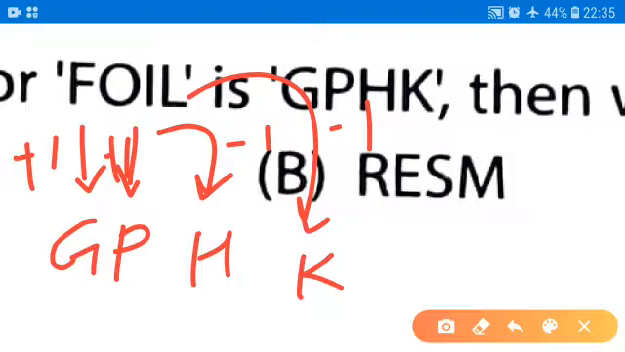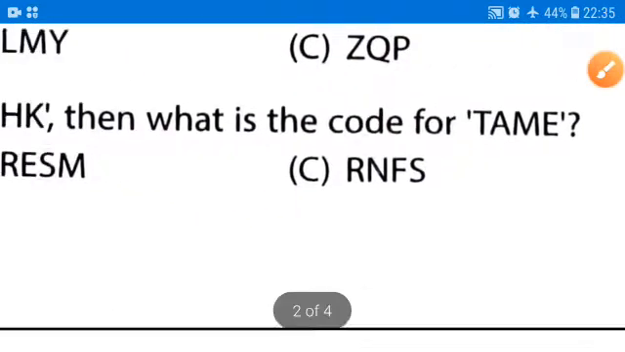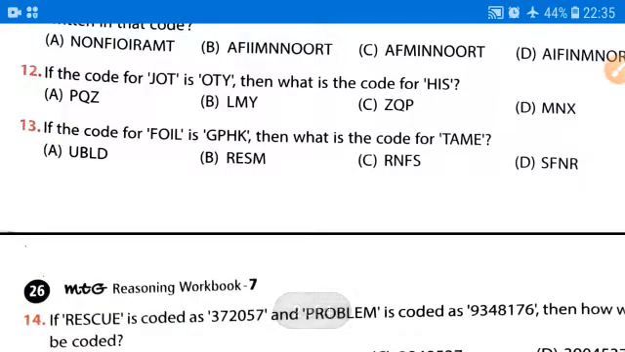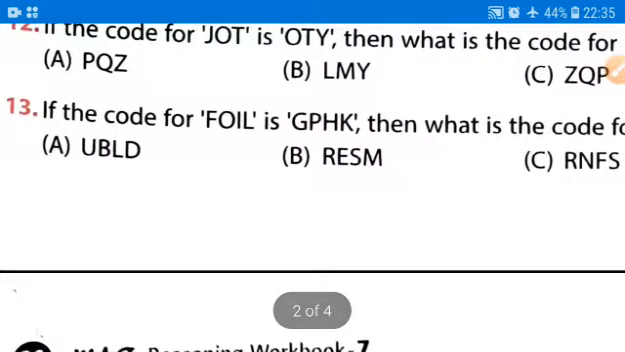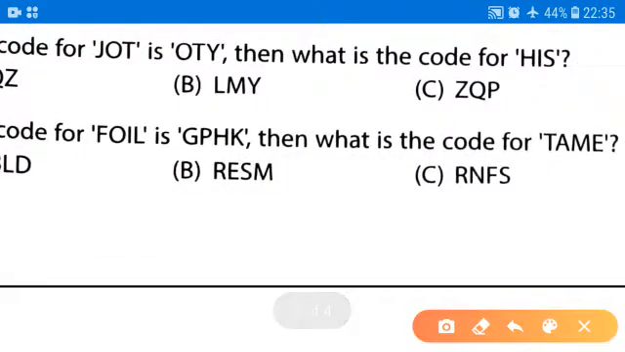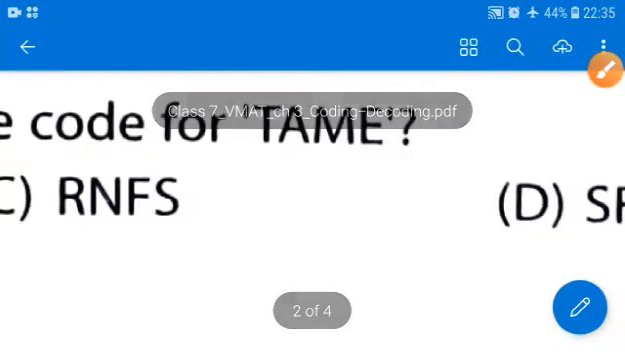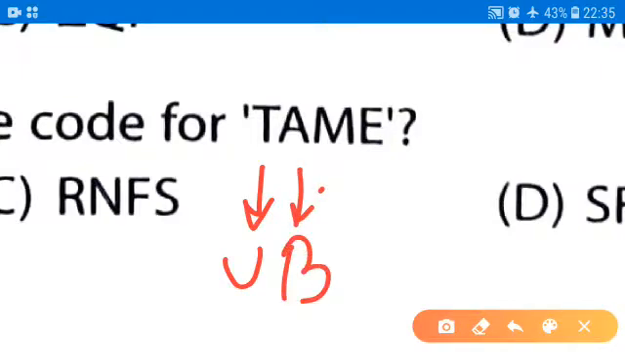The same logic will be used for TAME. And what will we get? We will get the correct answer as option A. How? Let us check. One step forward of T will be U. One step forward of A will be B. After A, what comes? B.